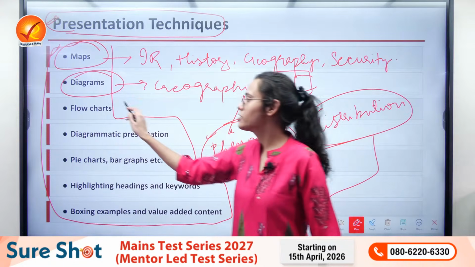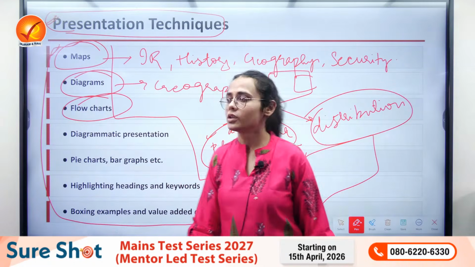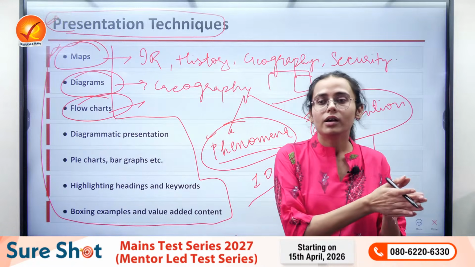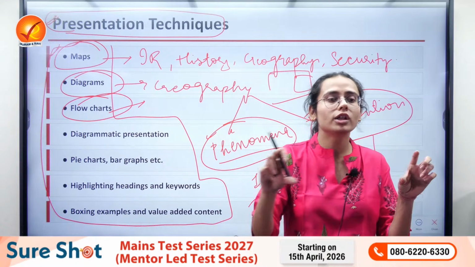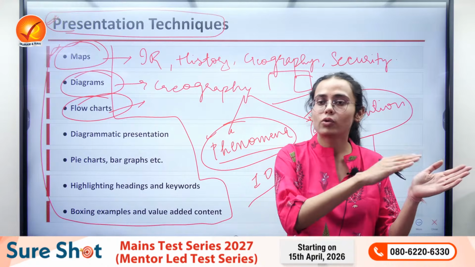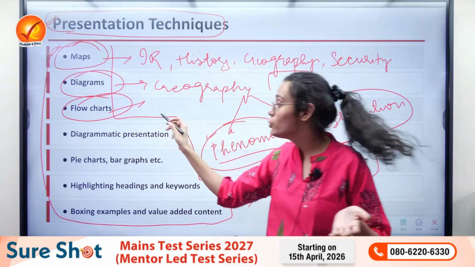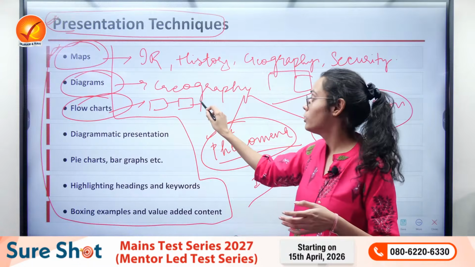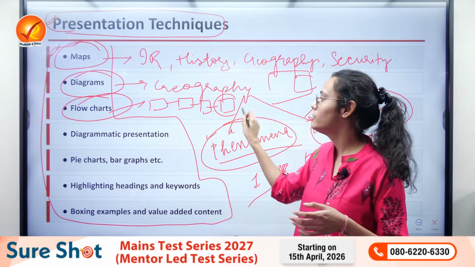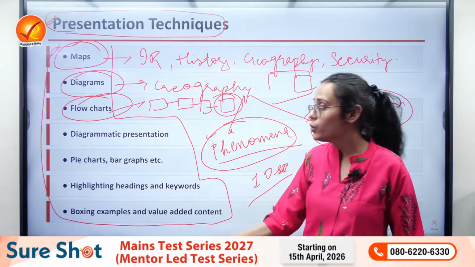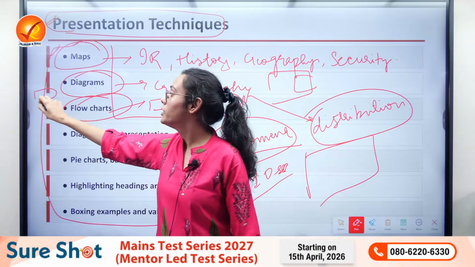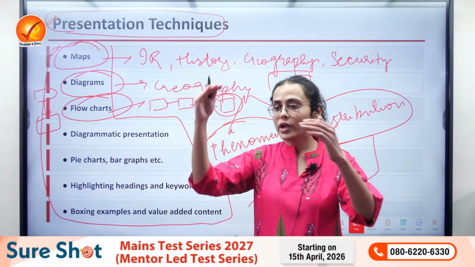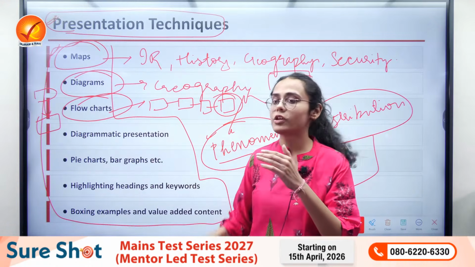Okay, flowcharts. Flowcharts can be used in multiple ways. If a question is temporal, if it says, okay, how India has evolved, then you can use a flowchart: how India used to be earlier, then what all processes it went through, and finally what it is now. Flowchart, okay. If you have to explain any phenomena, again you can use a flowchart. If you have to explain any process, then you can use a flowchart.